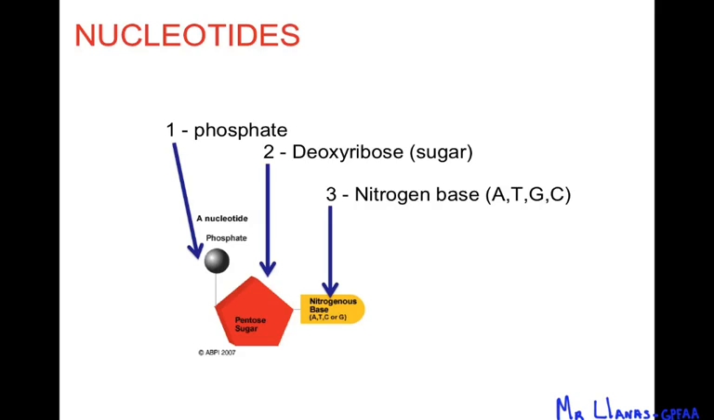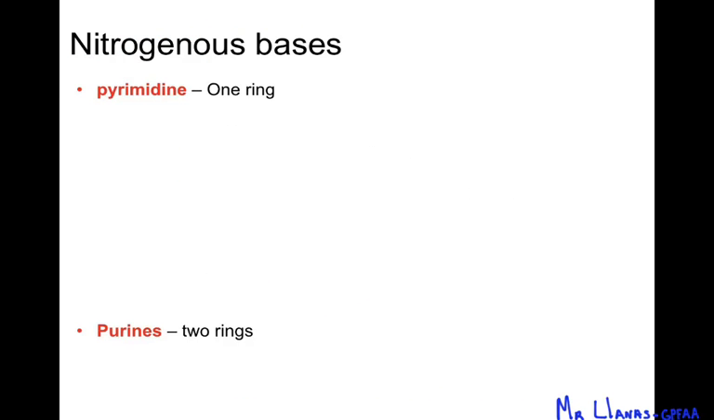The thing that never changes in a nucleotide is the phosphate and the sugar. But the nitrogen base, you can have one of those four nitrogen bases connected to the sugar. So that's our nucleotide. A bunch of these put together make up DNA. They make up the genetic code of every living organism.